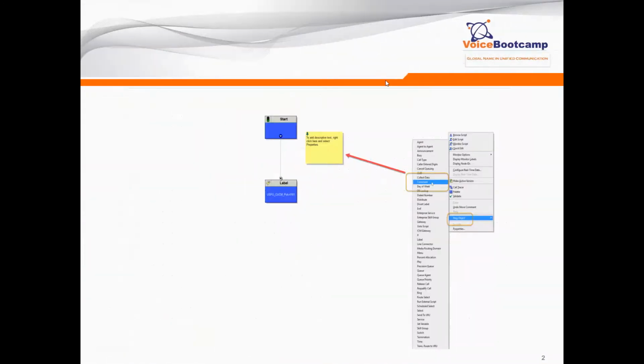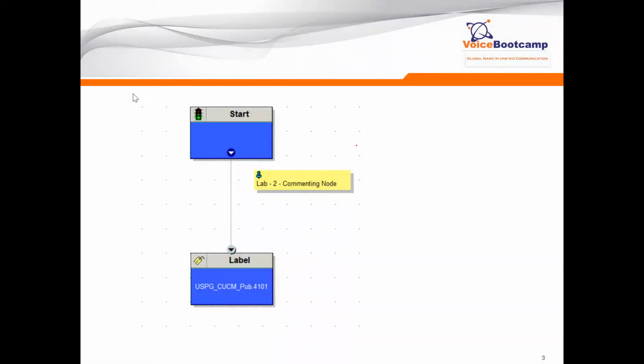First thing we do, just like any other lab, is start a script, which will have a start node, followed by returning a label. But then, using the comment box from the object palette, we can bring in a comment box and type whatever comment we would like. Here's an example: lab two commenting mode. You can provide the comment, and you can drag and drop the location of the comment so that it does not interfere with your visibility.